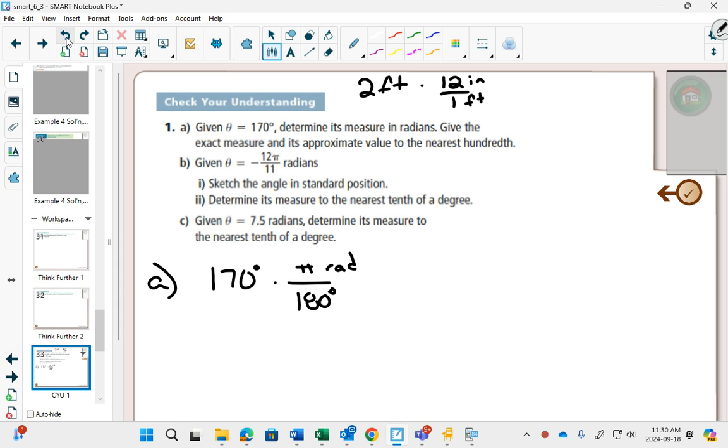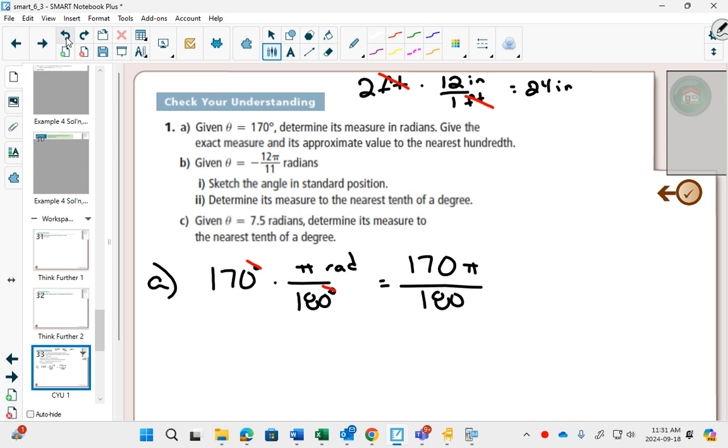But what ends up happening is your units of feet canceled out, and you get 24 inches. It was so intuitive for you that you never even think about the units. But the units can actually be really, really helpful for any kind of conversion. For example, right now, 170 degrees, notice my degrees. If I want to know which one is on the bottom, the 180 needs to be on the bottom, so my degree signs go away. And then I get, as an exact answer, 170 times pi over 180.